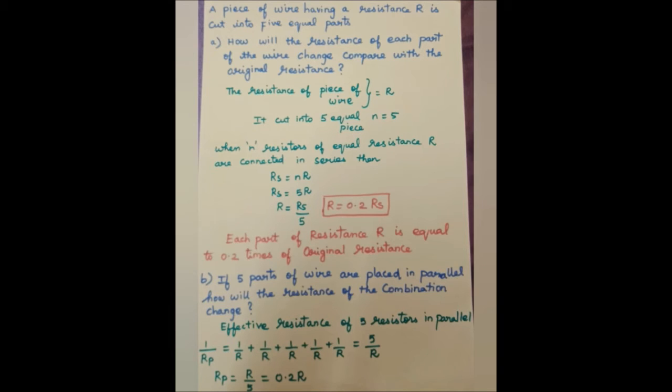Next, if 5 parts of wire are placed in parallel, how will the resistance of the combination change? We know that if 5 resistors are connected in parallel, then 1 by Rp equal to N by R. Here N equal to 5. Therefore, 1 by Rp equal to 5 by R. Therefore, Rp equal to 0.2 R. That is, the effective resistance of 5 resistors in parallel should be equal to 0.2 times the resistance.